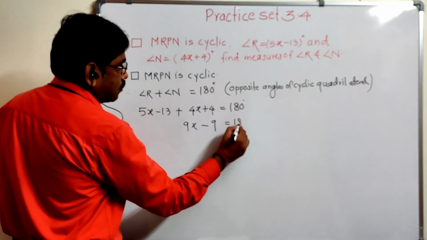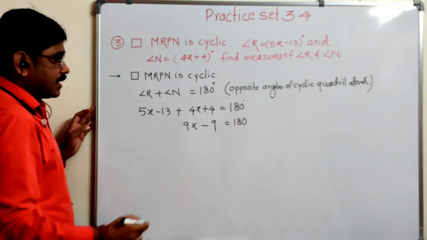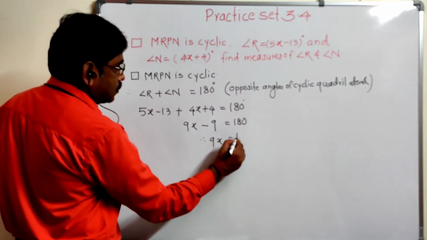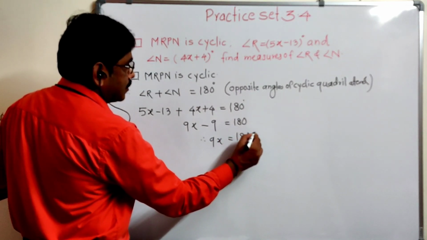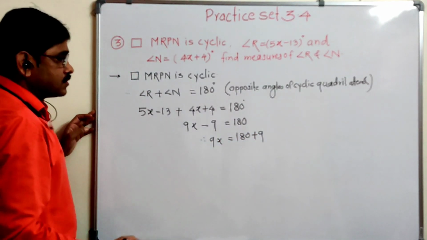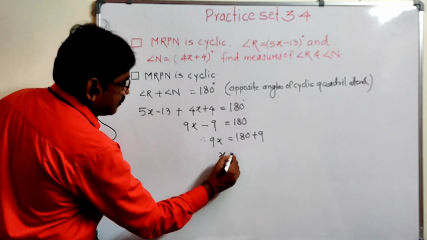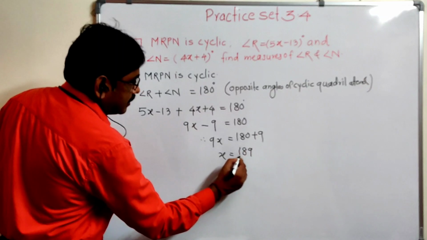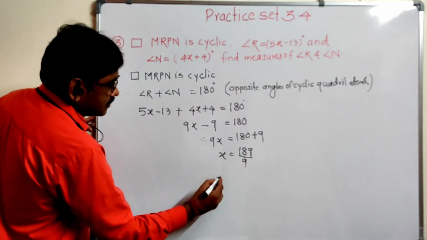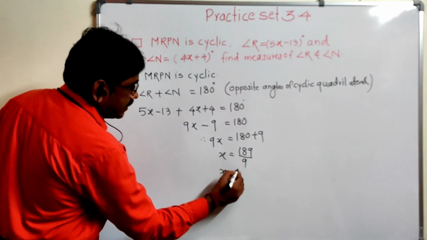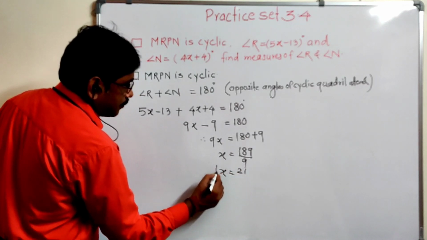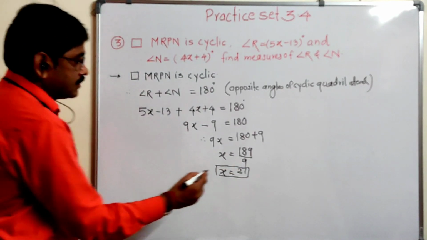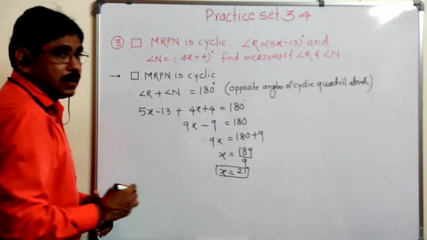D is equal to 180, and therefore this 9x is equal to this 180 plus this 9. So we get x is equal to 189 divided by this 9. So we get x is equal to, 9 2s are 18 and 9 1s are 9. So we get the value of x is equal to 21 degrees. It is the value of x.